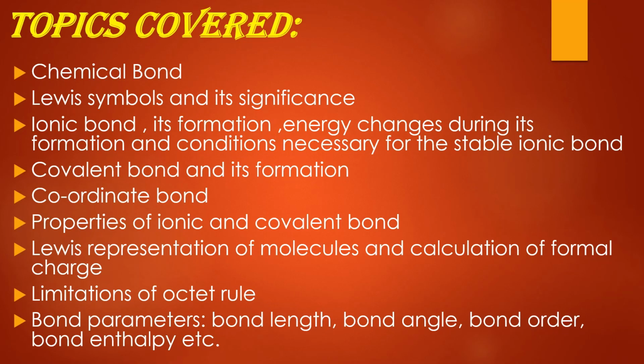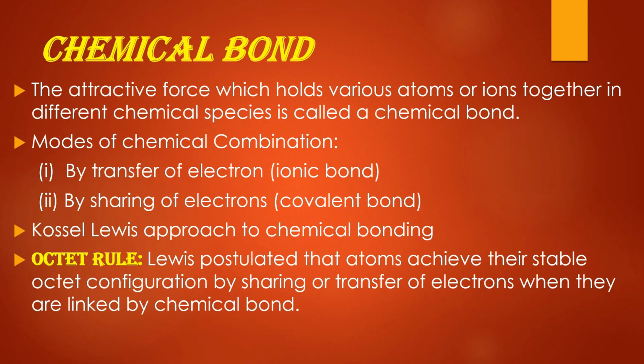So the topics covered in this part are chemical bond, Lewis symbols and its significance, then ionic bond, its definition, how ionic bond is formed, then the energy changes during its formation and the conditions necessary for the formation of a stable ionic bond. The next topic is covalent bond and its formation, then coordinate bond, properties of ionic and covalent bond, Lewis representation of molecules and calculation of formal charge, then limitations of octet rule, and bond parameters like bond length, bond angle, bond order, bond enthalpy, etc. So let us start our chapter with chemical bond.